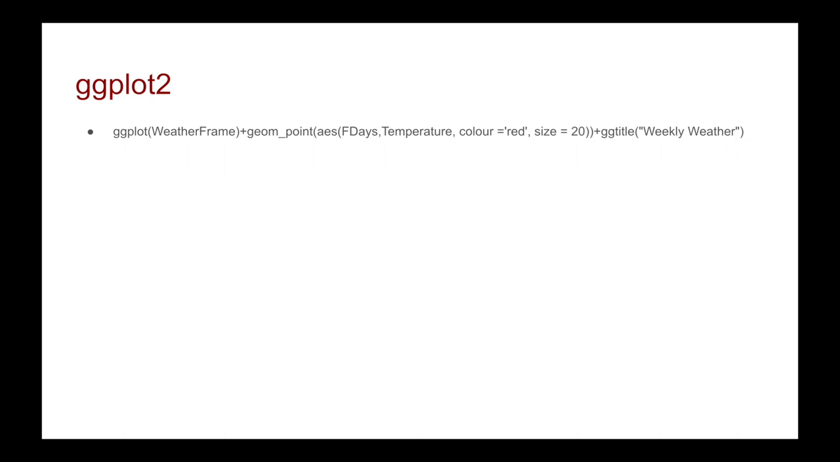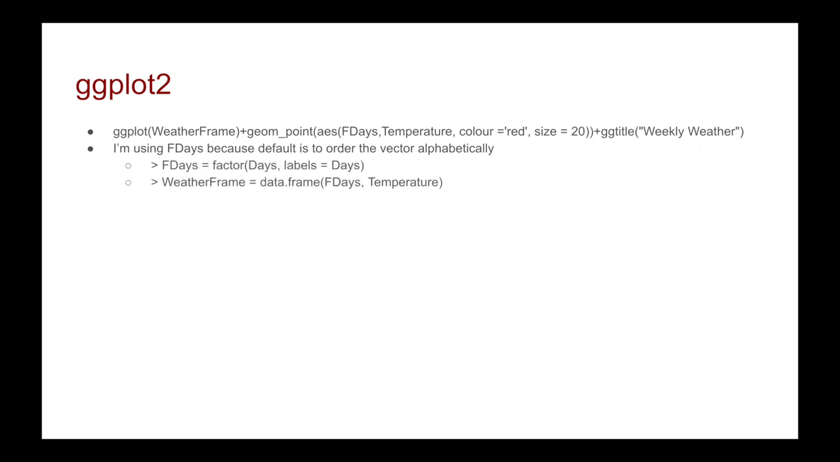Also, one thing that you're probably noticing is I'm using f_days, and that is because, like I said, the default of the vector is to order the strings alphabetically, and we don't necessarily want that to happen in, you know, days of the week. So I just factored it with a label in order to get the order back, or to fix the order to how we want it and not to have it alphabetically. But let's come back to this ggplot.